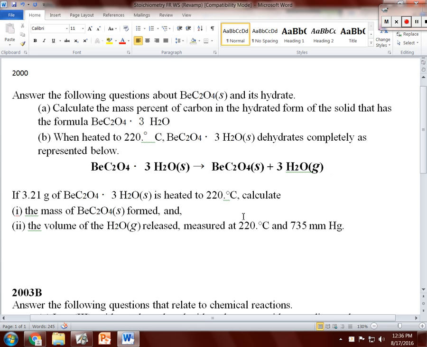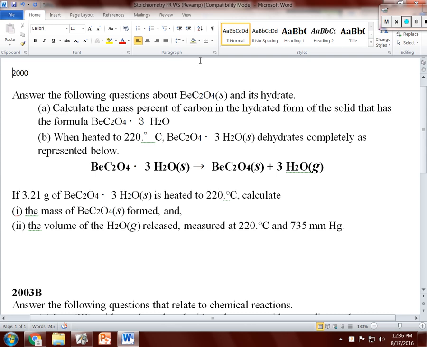These are the type of questions you may see on the exam. Answer the following questions about BeC2O4 and its hydrate. Does anybody know what the name of the polyatomic C2O4 is? You should. You took a quiz on it. Oxalate. So this is beryllium oxalate and its hydrate.